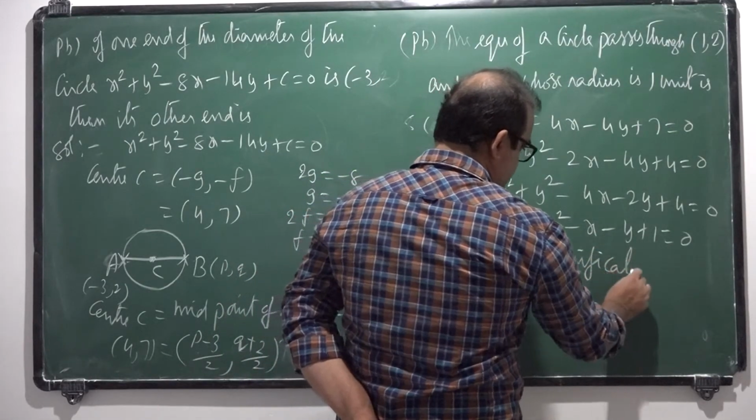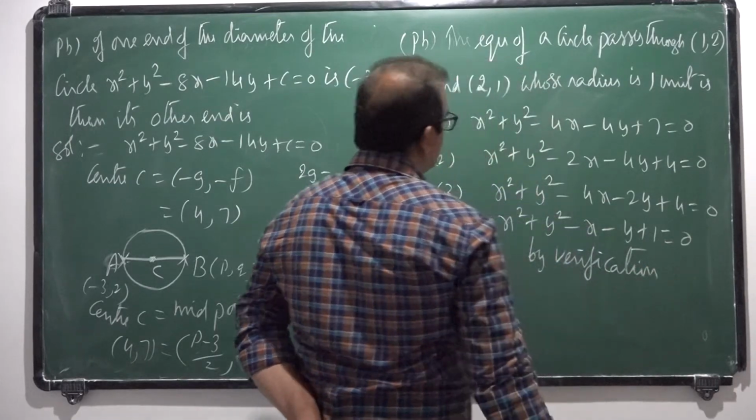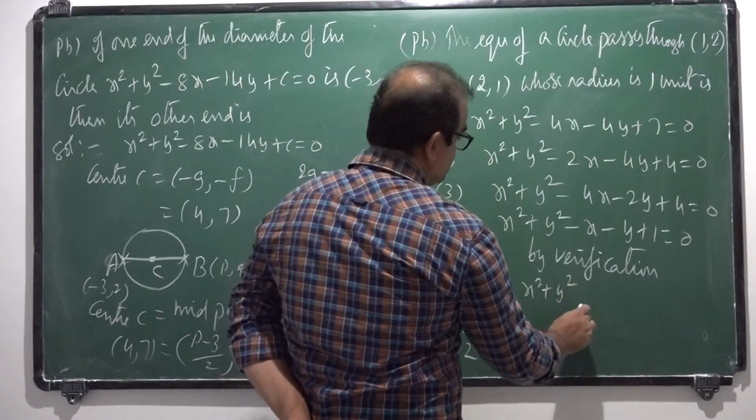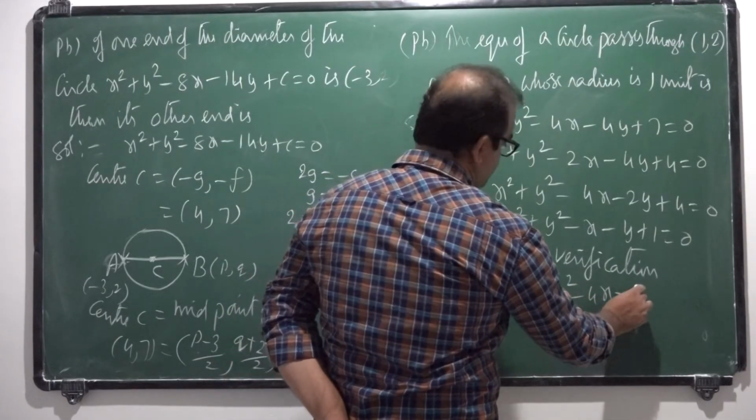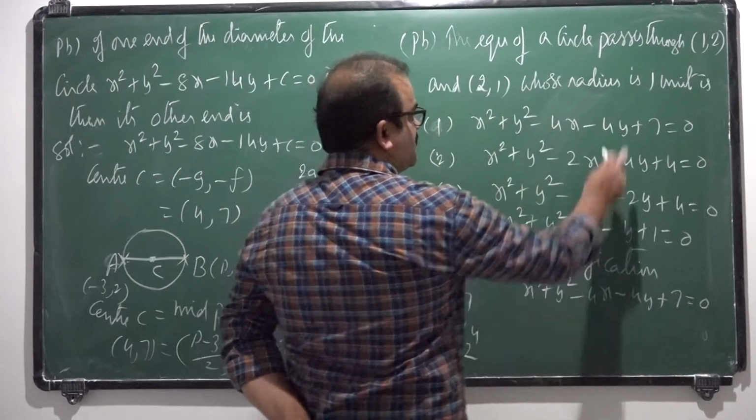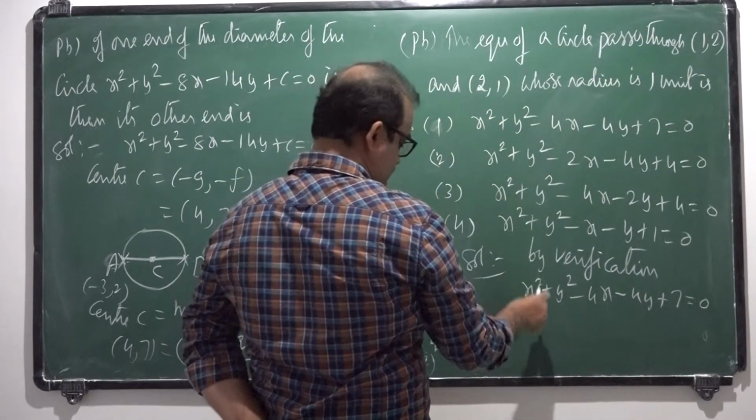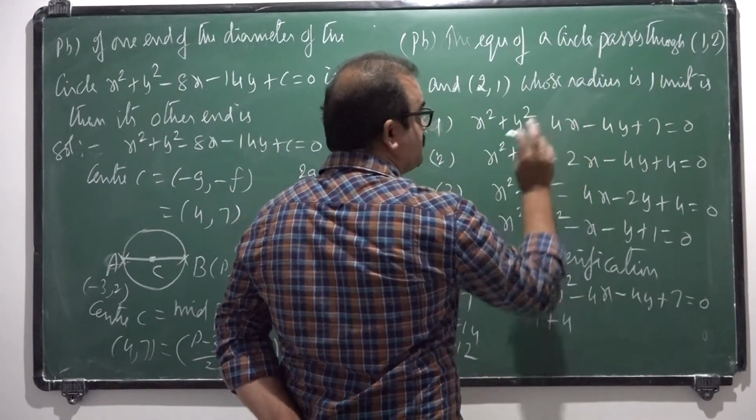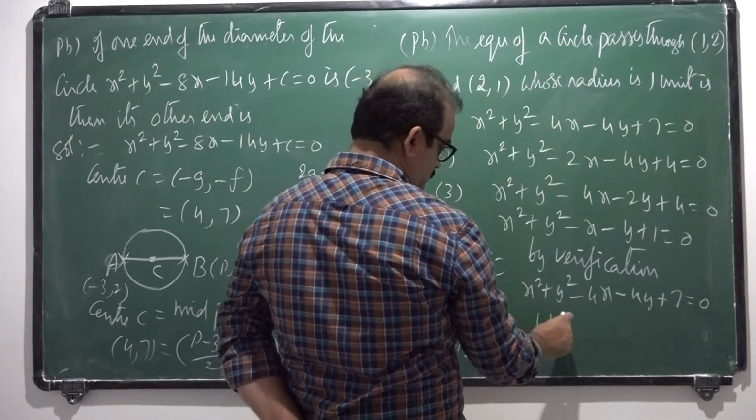By verification, what is the first equation of the circle? x square plus y square minus 4x minus 4y plus 7 is equal to 0. Substitute the point 1 comma 2 in this equation. Put x is equal to 1 and y is equal to 2.